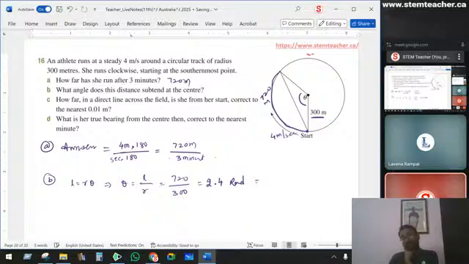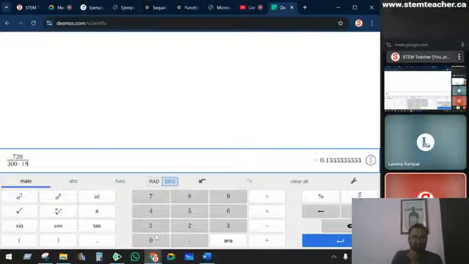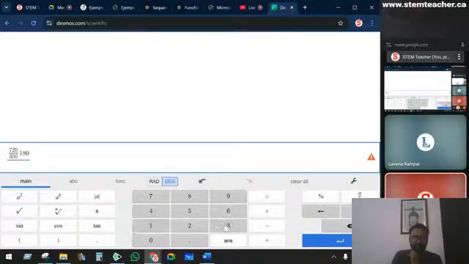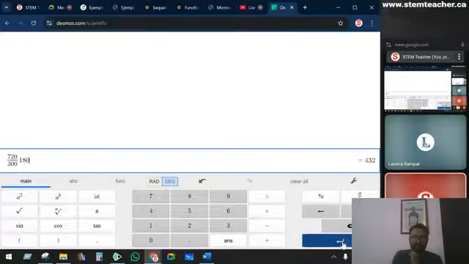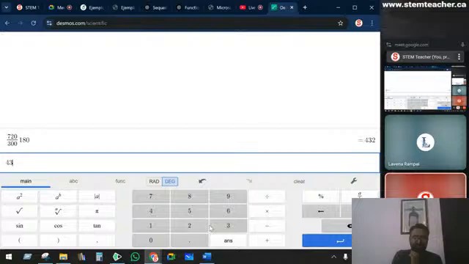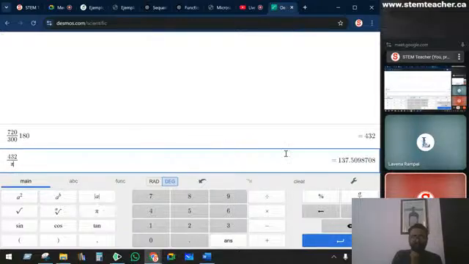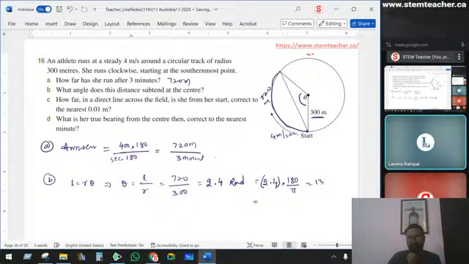So what do we have to do in order to convert to degrees? Multiply by 180 by pi. So 2.4 into 180 by pi equals 432 divided by pi, which is 137.5. It is in degrees, full length degrees.